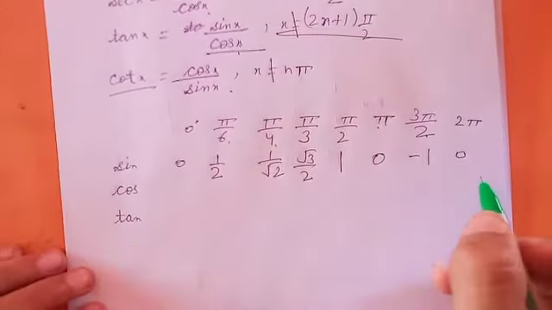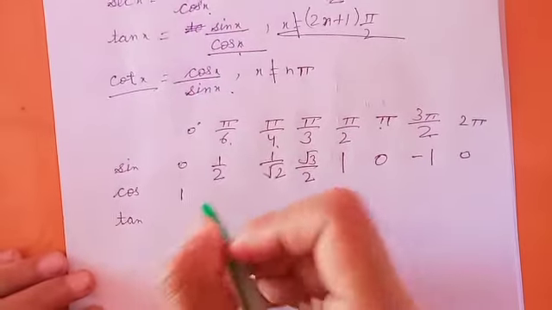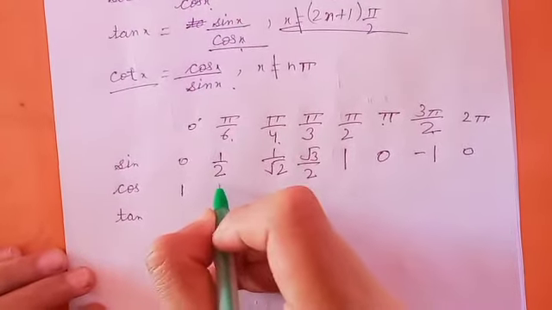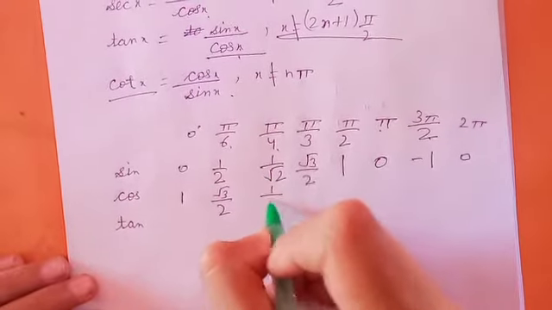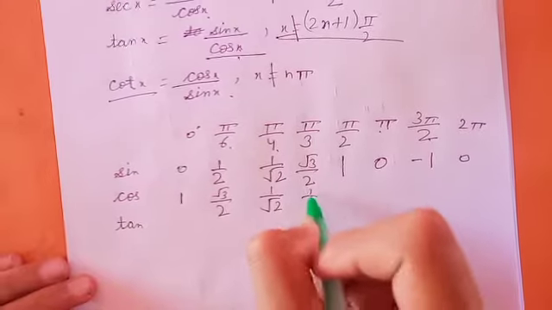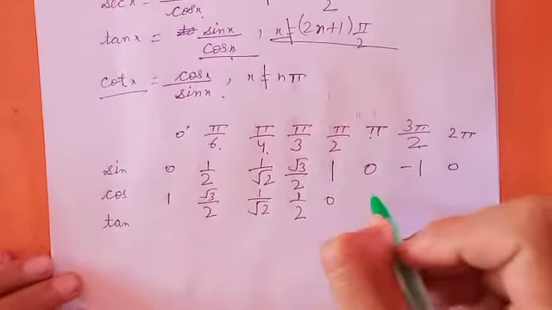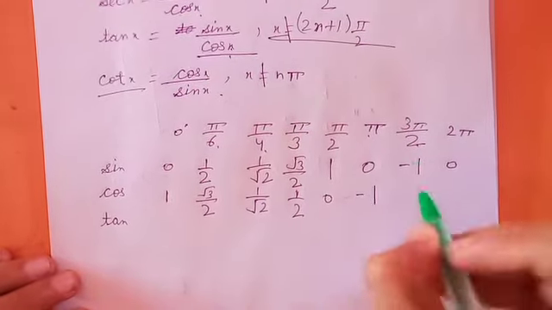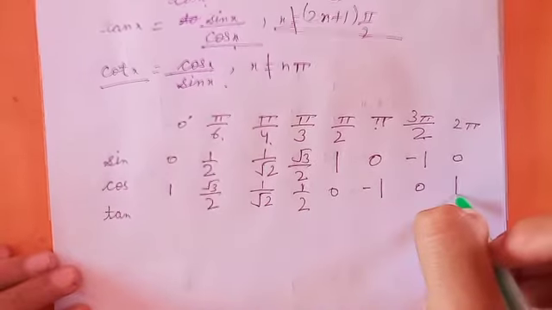Now we talk about cos. Cos 0 is 1. Cos pi by 6, means 30 degree, is root 3 by 2. Then it is 1 by root 2, 1 by 2 and 0. What is cos pi? Cos pi is minus 1. At 3 pi by 2 cos is 0 and at 2 pi it is again 1.